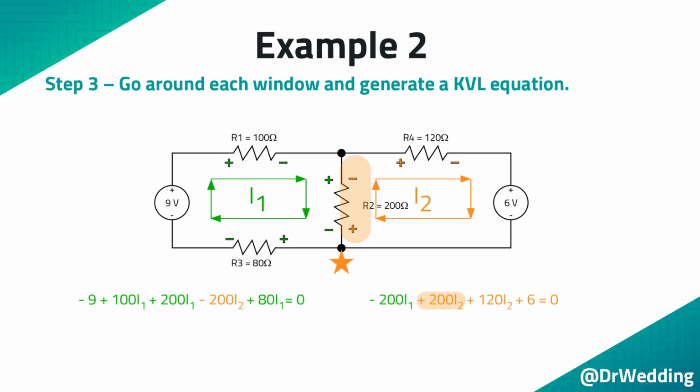When you reach the voltage supply in the second window, you treat it the same way as the voltage source in the first window. It is just a constant that is added or subtracted from the equation. After the equations are generated, they are simplified by combining like terms.